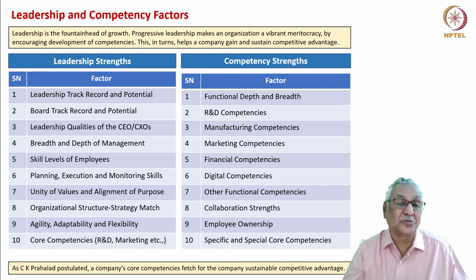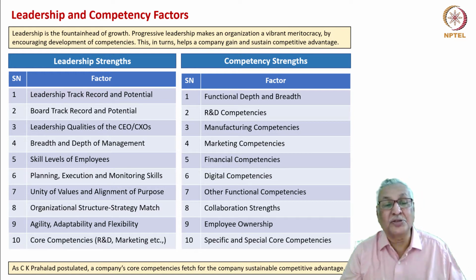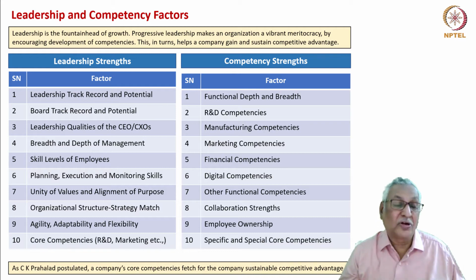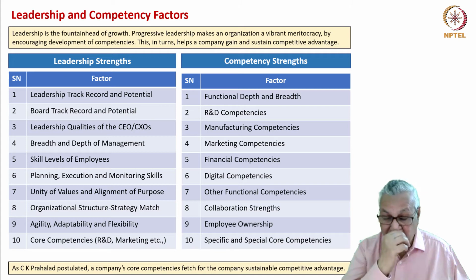So this is again not to be encouraged. So breadth and depth of management is important. All functions should be equally balanced in terms of the breadth and depth. Then the skill levels of employees. In an information technology company, the skill levels of employees need to be calibrated every 6 months because the technology is changing continuously. Planning, execution, and monitoring skills are very important.